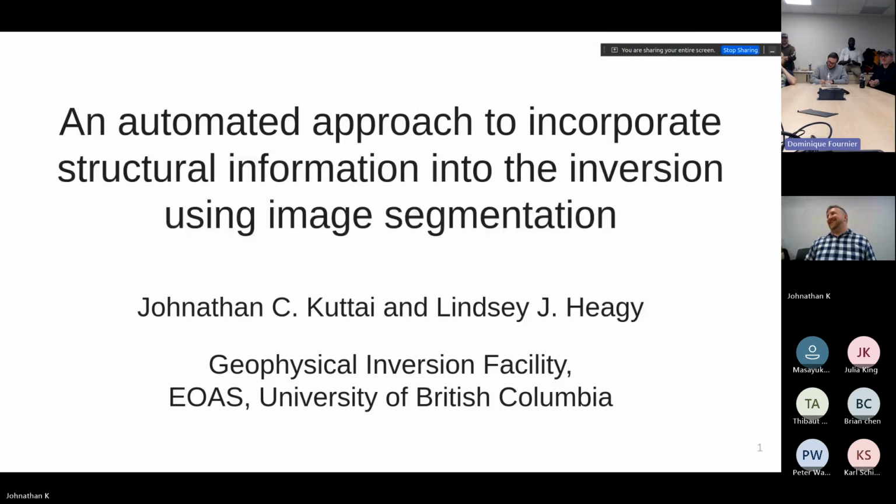Well, thank you everybody for coming. Thanks BCGS for having me. And yeah, so today we're gonna show you some of the research that I've been up to. It's an automated approach to incorporate structural information into the inversion using segmentation.